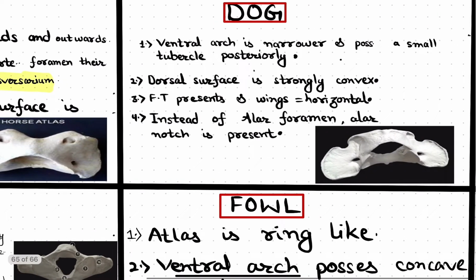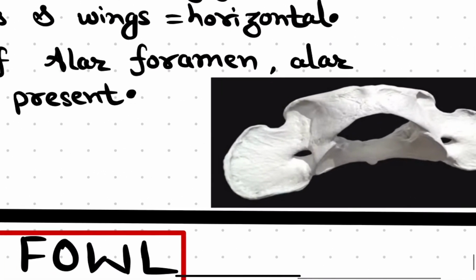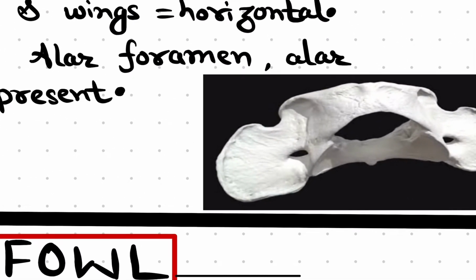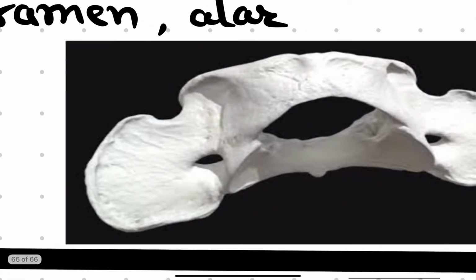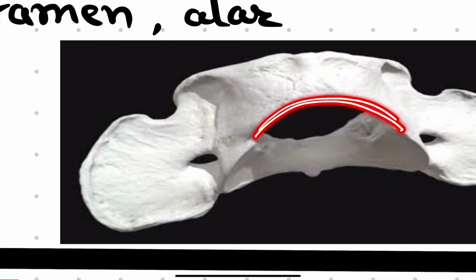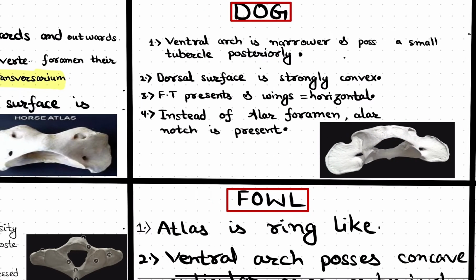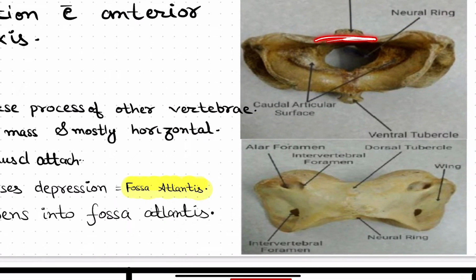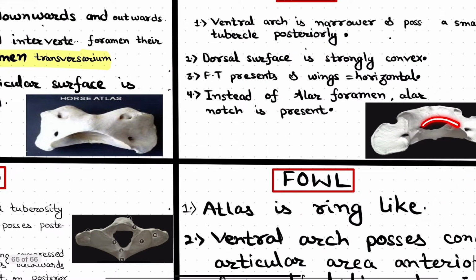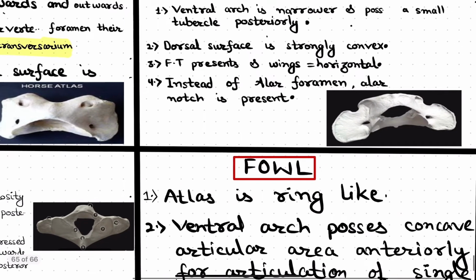Now let me come to the difference in the dog. The ventral arc is narrower and possesses a small tubercle posteriorly. So this is the ventral tubercle. You can see the ventral tubercle is so narrow, it is sharp, and it is directed backwards. Okay. Also it is very small. The dorsal surface is strongly convex. You can see this is the dorsal surface which is strongly convex. But in case of other animals, you cannot see this particular convexity in such a manner. Like here, you cannot see the convexity proper, but here you can see this convexity on the dorsal surface.